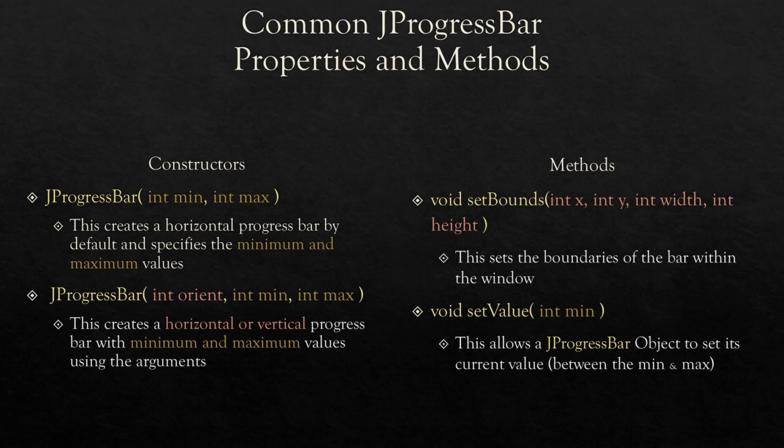Another common constructor is listed right below that, where you have int orient and then min and max. So the orient integer allows you to specify whether or not you'd like it horizontal or vertical.